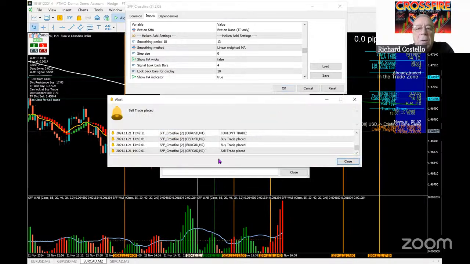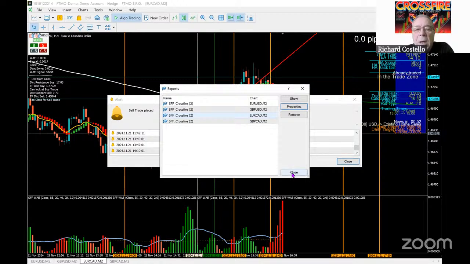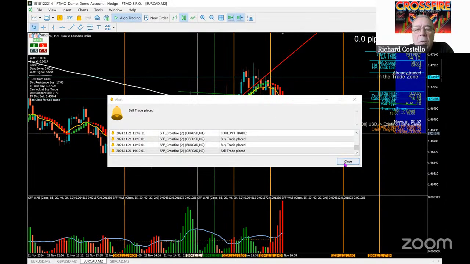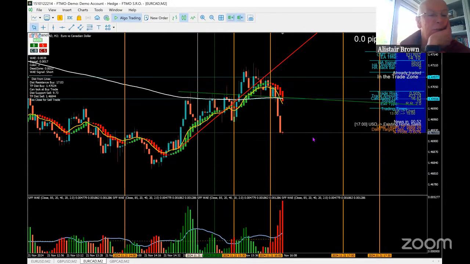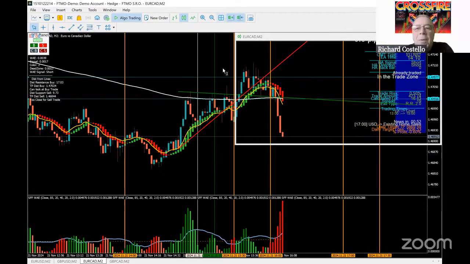So I've just got into a trade on GBP CAD. So I'll close that. I probably need to close that one first. There we go. I'll come back to those settings. I've just had that on the 1 minute, exactly the same time. Okay, so there we are.